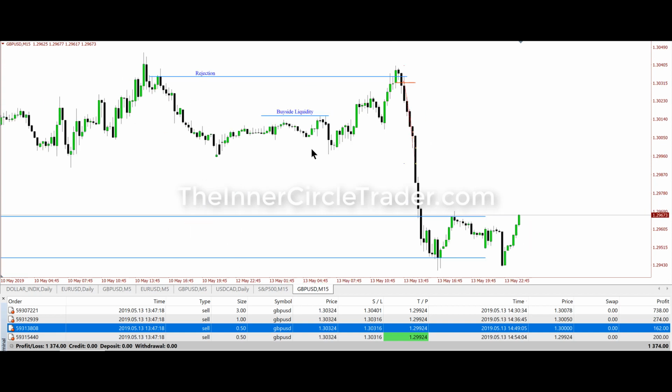Equal lows, and you can see all of my exits here were as we were approaching these equal lows and right in there below it. And that's where the take profit was. And that's what this portion of the move is.